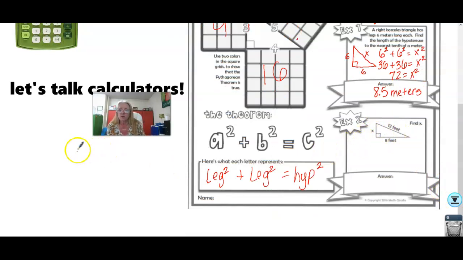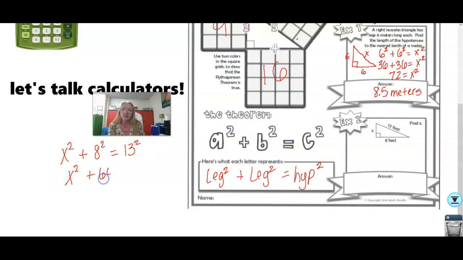When you're missing a leg, what happens is, I'll do it over here. You're going to have x squared, because that's a leg, plus the other leg squared, 8 squared, equals, and now I know the hypotenuse is 13 squared. Okay, so this looks a little different because in the first example we knew both of the legs, but in this one we do not know this leg, but we know this. So how do you solve this? Well, it's similar, but it takes an extra step. Go ahead and leave that x squared for now.